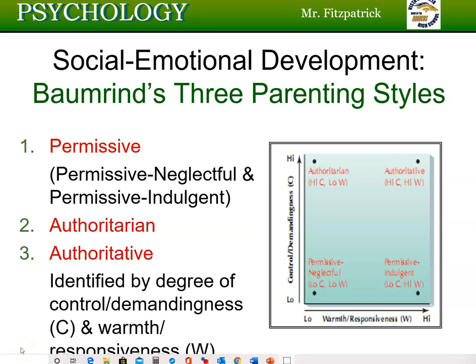There are four parenting types. They're listed under three broad categories of permissive, authoritarian, and authoritative. But permissive actually has two: permissive neglectful and permissive indulgent. These types are denoted by the control and the warmth. So do we have high control and low warmth? Do we have low control and high warmth, and so forth?